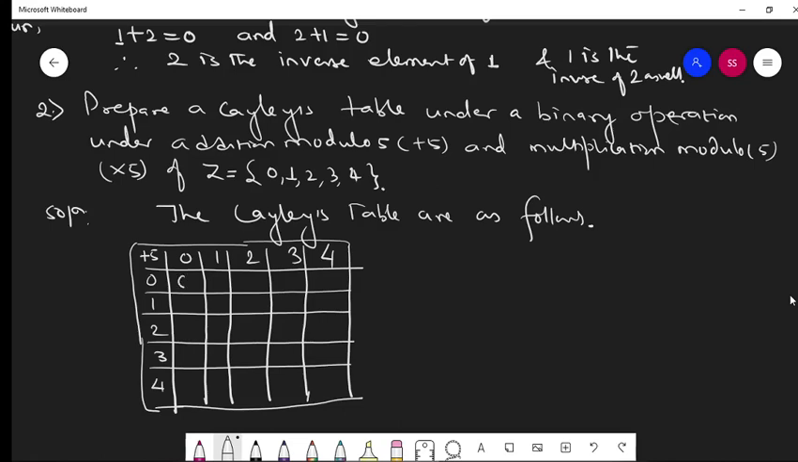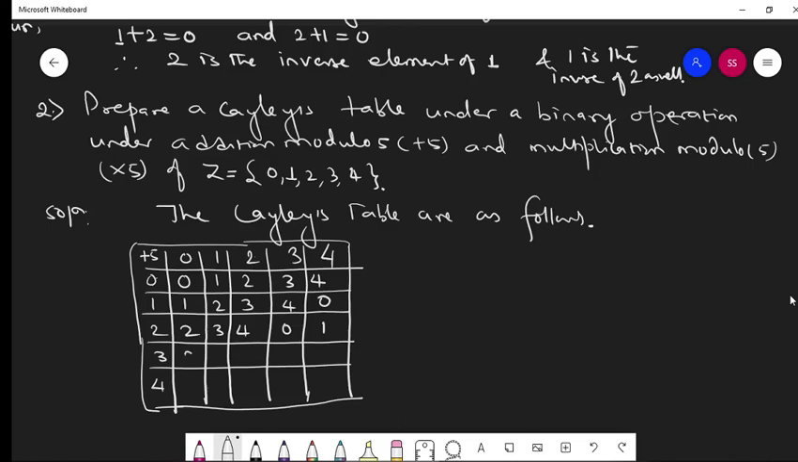So 0 plus 0 is 0, 0 plus 1 is 1, 0 plus 2 is 2, 0 plus 3 is 3, 0 plus 4 is 4. There won't be 5 or a multiple of 5. So 1 plus 0 is 1, 1 plus 1 is 2, 1 plus 2 is 3, 1 plus 3 is 4, and 1 plus 4 is 5. 5 divided by 5, remainder is 0, that's why here we can write 0. And similarly 2 plus 0 is 2, 2 plus 1 is 3, 2 plus 2 is 4, 2 plus 3 is 5, 5 is 0, 2 plus 4 is 6, 6 is 1. The remainder will be 1 when divided by 5.